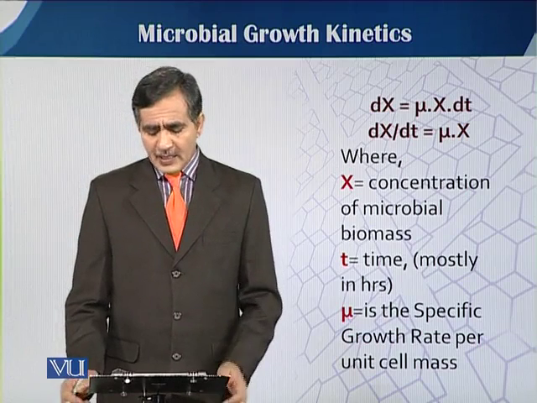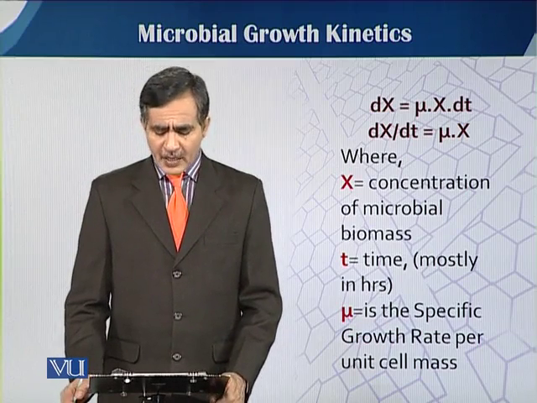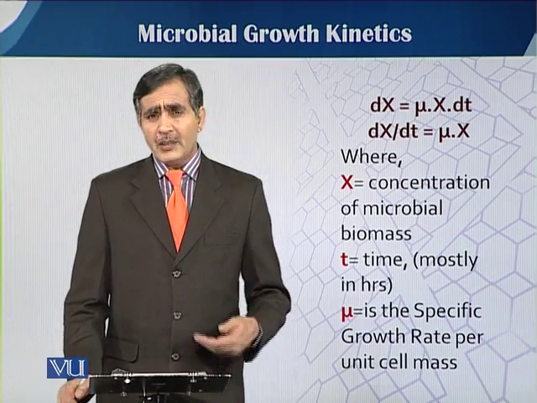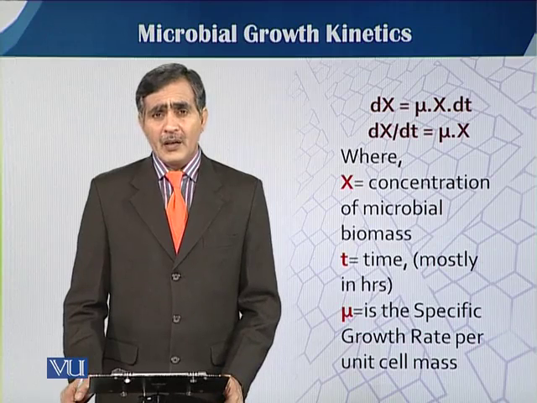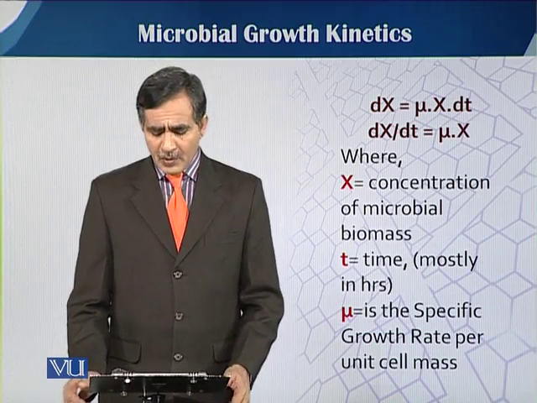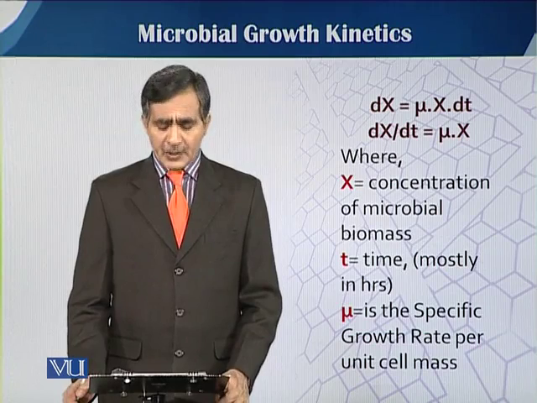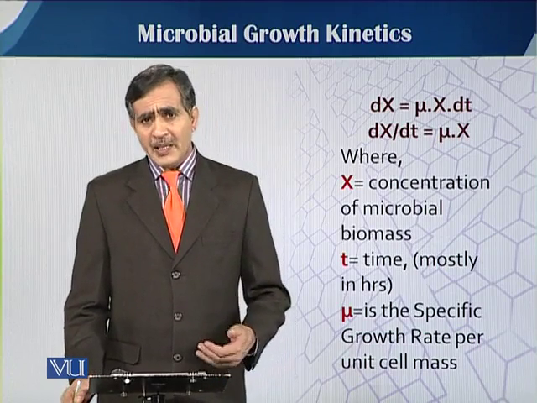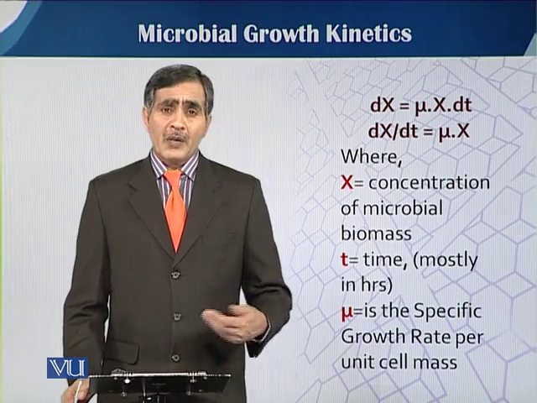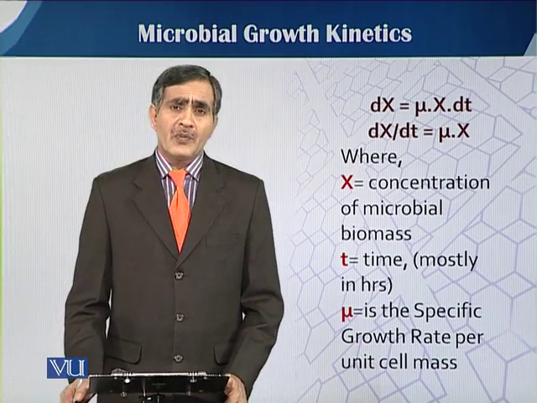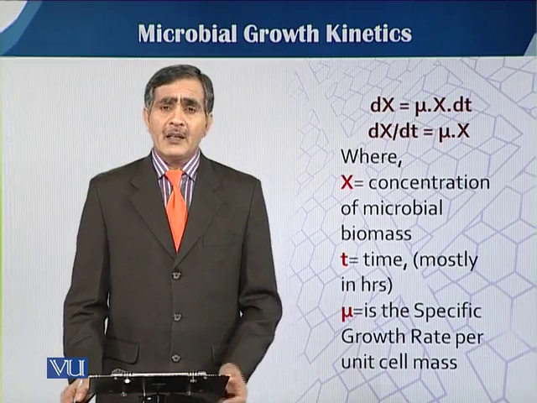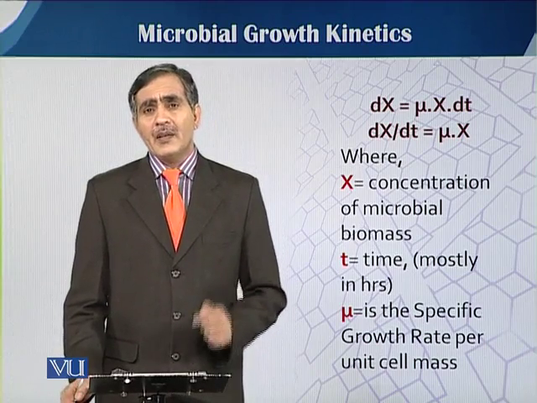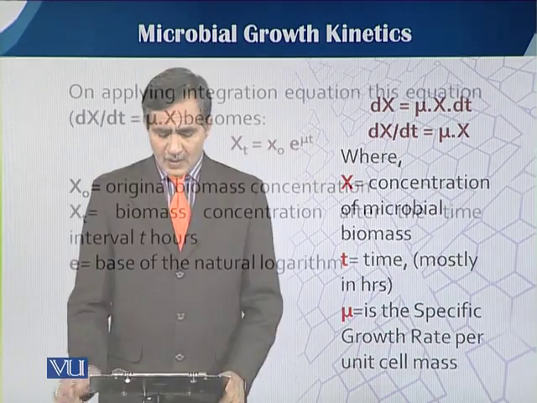Here you can easily see that x is the concentration of the microbial biomass, t is the time, mostly noted in terms of hours, and mu is the specific growth rate per unit cell mass, in grams, in kilogram, in milligram, etc. So that should be a very specific unit which we use for that. So specific growth rate is how much cell mass is produced in unit time on a unit scale.